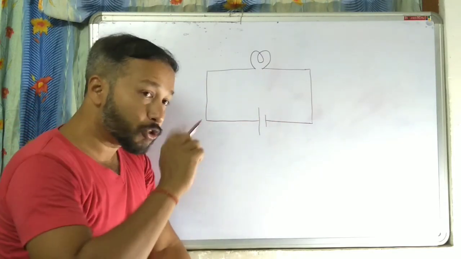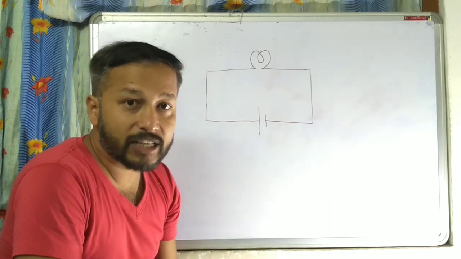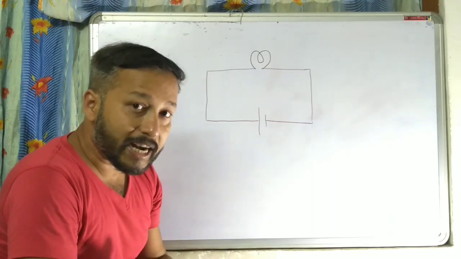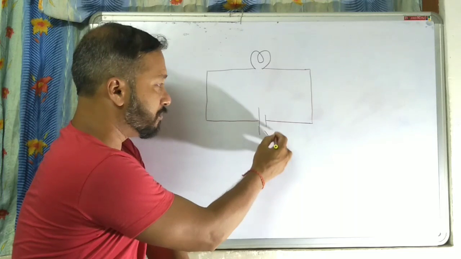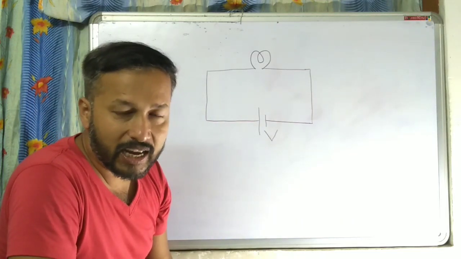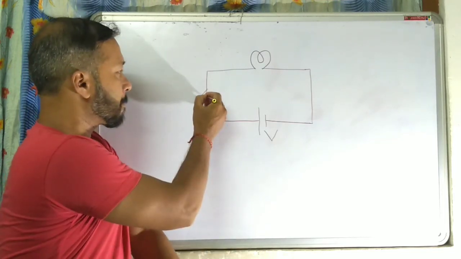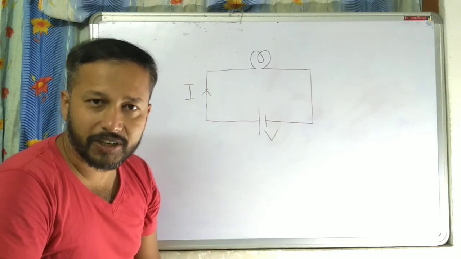Now, as I told you, the battery or the cell has a potential difference. We discussed that in the first part. Let the potential difference of this cell be V. Got it? This V is the potential difference of this cell. And how much current is passing through this circuit? Say, I is the amount of current passing through this circuit.